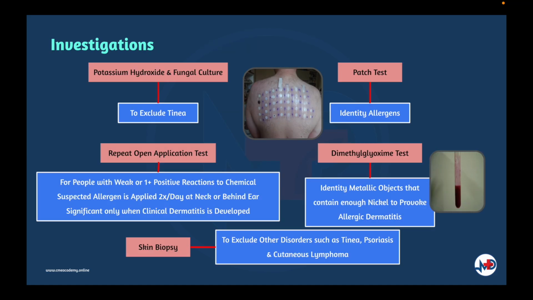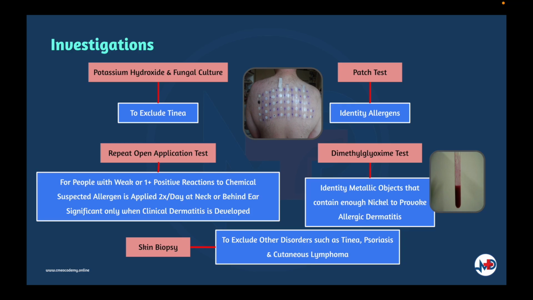Potassium hydroxide preparation or fungal culture can be done to exclude tinea. Patch testing is done to identify specific allergens. Repeat open application test is reserved for those with weak or positive reactions to a chemical. It is used to determine whether the reaction is significant. The suspected allergens will be applied twice a day for a week to the side of the neck or behind an ear, and if clinical dermatitis does not develop, the reaction likely was not meaningful.